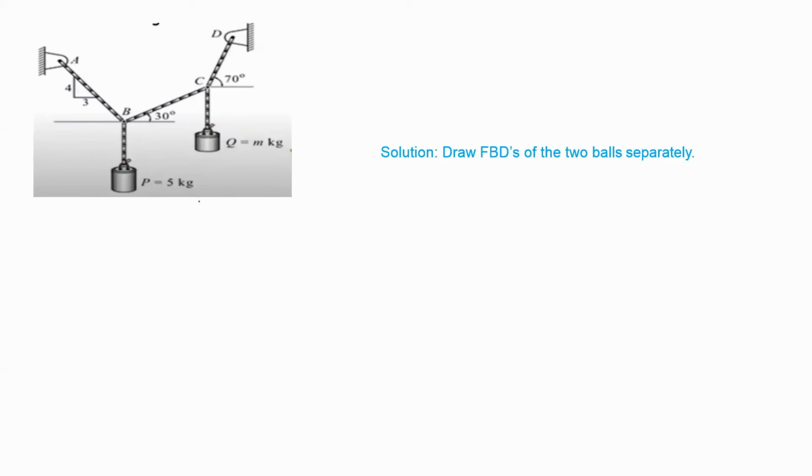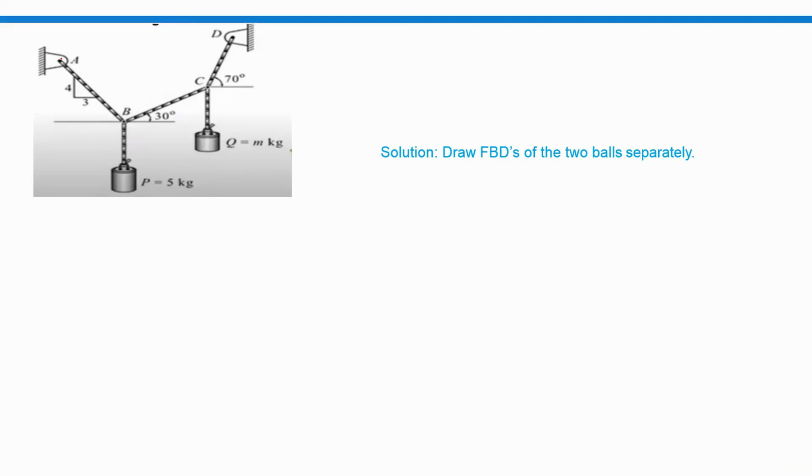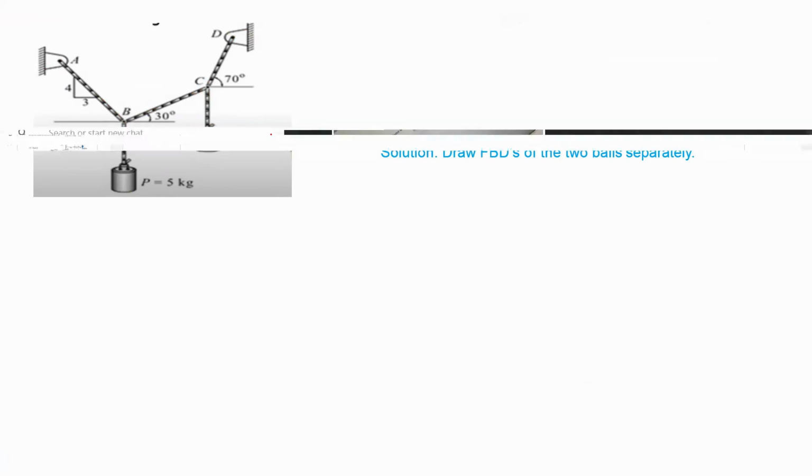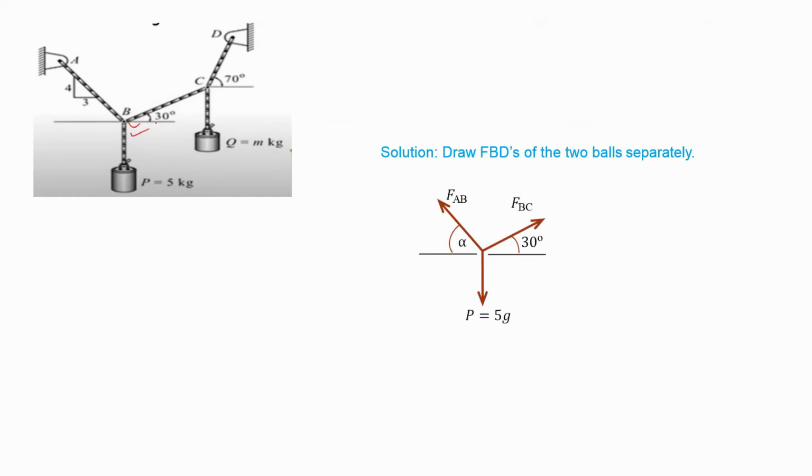So you have to draw an FBD. For an FBD, you have to select the points at which you will draw it. If you draw an FBD at this point, you can find this reaction; if you draw one at this point, you can find that reaction. But these support reactions are not asked for. You have to determine the forces in all these ropes. So you have to draw an FBD of points B and C only.